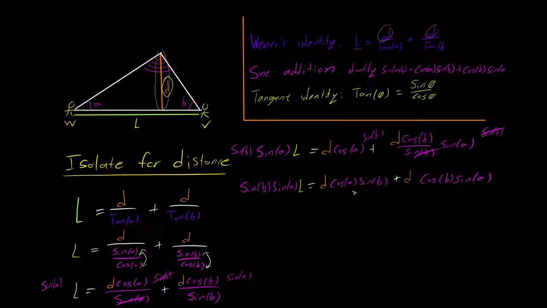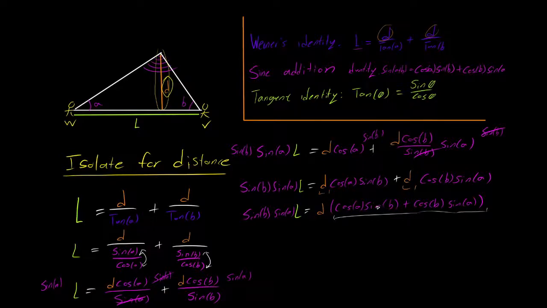So what you can note here is that there's two D's. So we can factor this out. So we get D times cosine A sine B plus cosine B sine A. Great. And all of that is equal to sine B sine A times L. Now this monstrosity, what is that? Well, if we look carefully, cosine A sine B plus cosine B sine A, that's exactly the same as the formula up here. So we can replace it with sine A plus B. So let's do that. You get sine B sine A times L is equal to D sine A plus B.